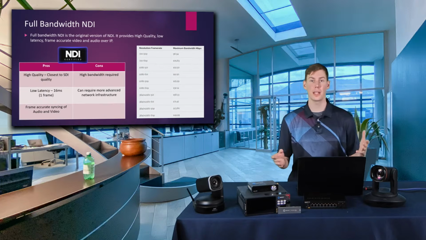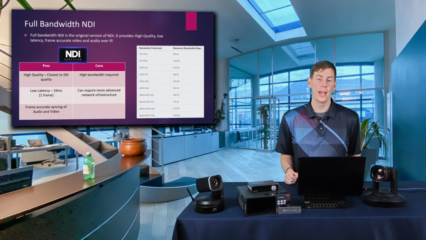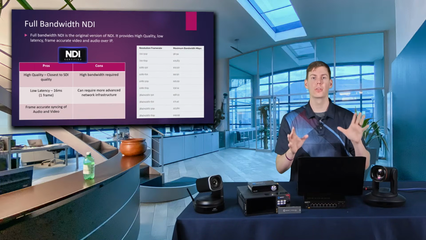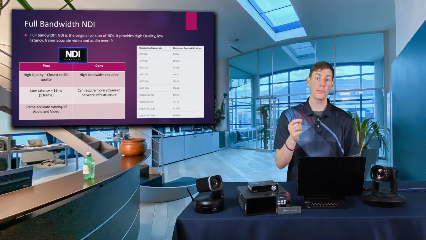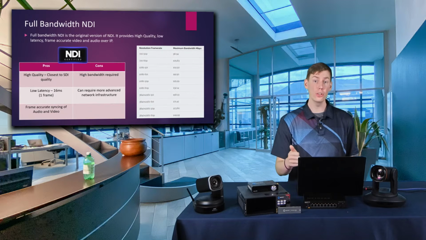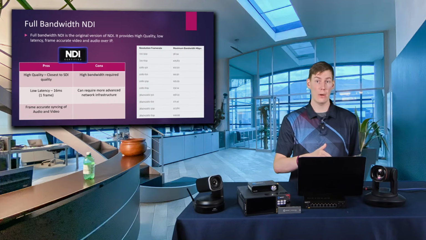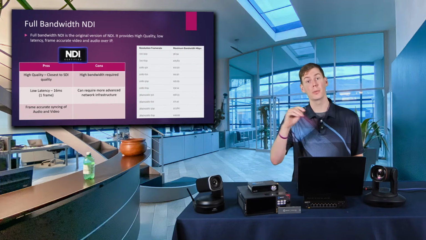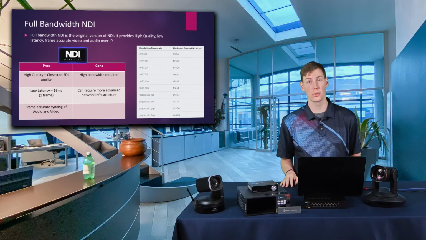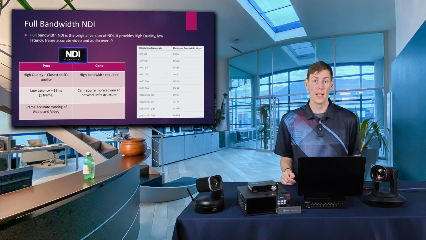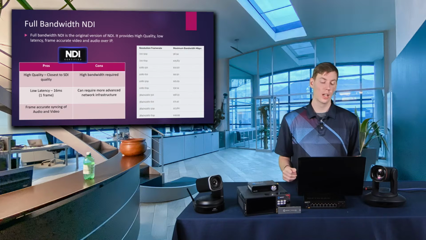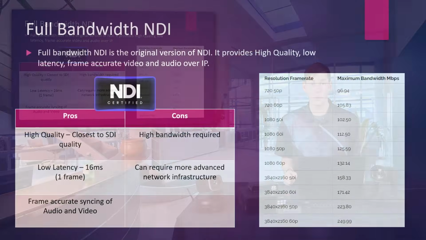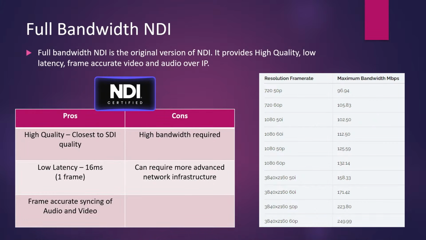Now, full bandwidth came out a number of years ago, and full bandwidth was the original AV over IP when it comes to NDI. And with full bandwidth NDI, you get uncompressed video over the network. Now, that's just straight from the camera to wherever you want to send that video source, and it's going to be uncompressed. And since it's not being compressed, there is very little latency. According to NDI's official website, we're looking at 16 milliseconds or about 1 frame.